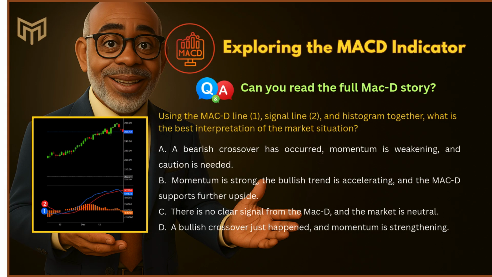All right, let's put it all together. This is your knowledge check. Look carefully at the MACD chart around late November to early December. Using the MACD line, the signal line, and the histogram together, what is the best interpretation of the market situation? Is it A, B, C, or D? Take your time. Pause the video if you need to. There's no rush. Thinking it through is part of the process.